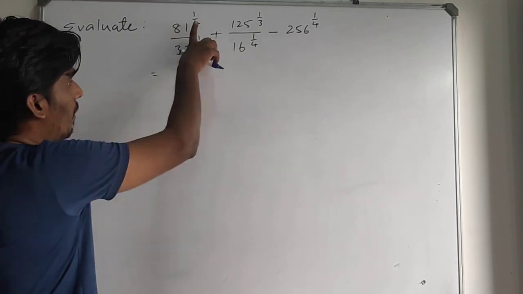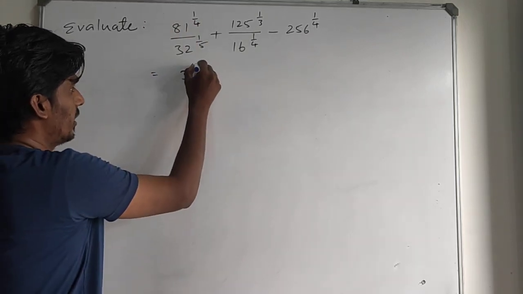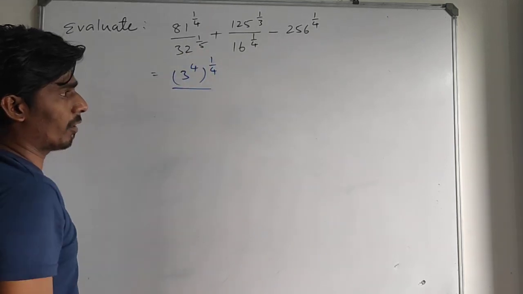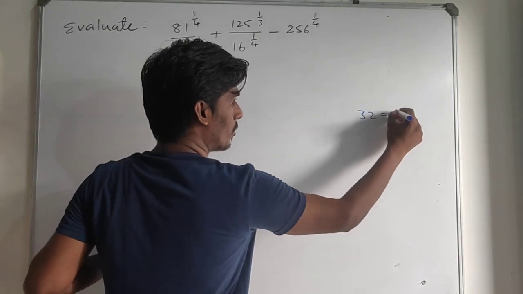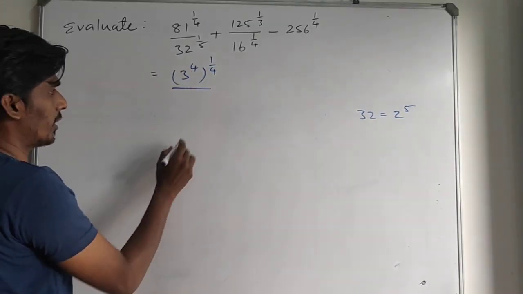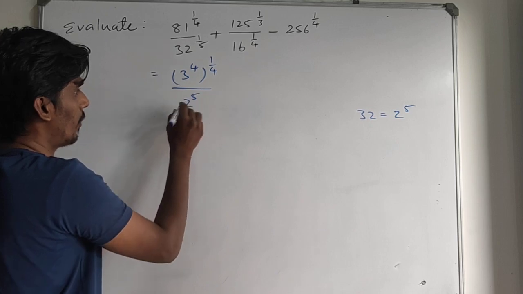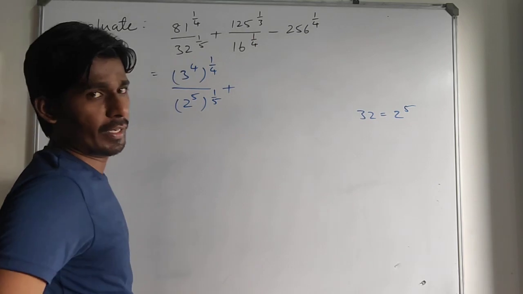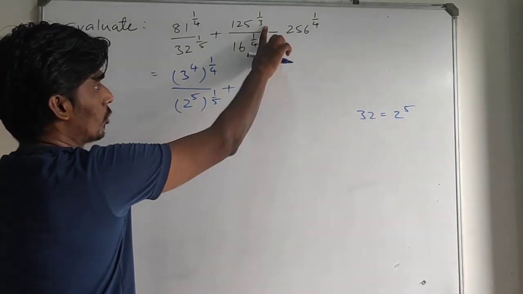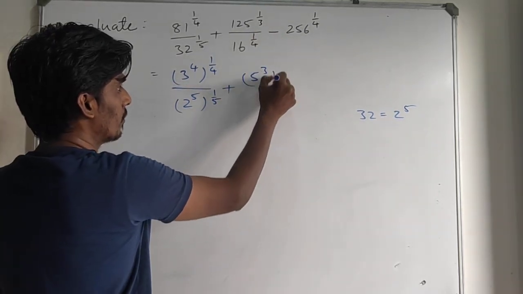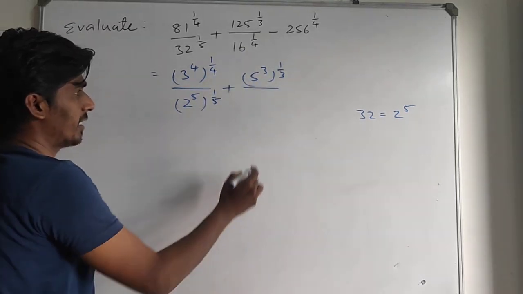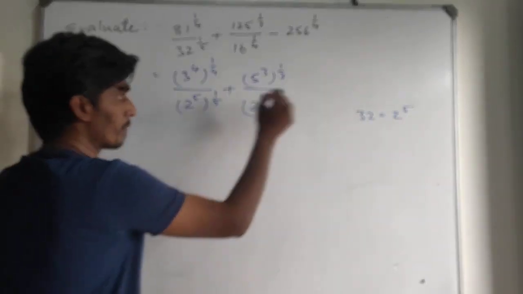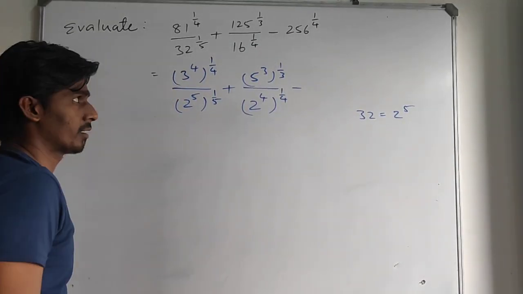81 is the fourth power of which number? 3. 3 raised to 4, raised to 1 by 4. 32 is the fifth power of which number? 32 equals 2 raised to 5. So instead of 32, 2 raised to 5, raised to 1 upon 5. 125 is a cube of which number? 5 cube, raised to 1 upon 3. 16 is what? 2 raised to 4, raised to 1 upon 4. Minus 256.